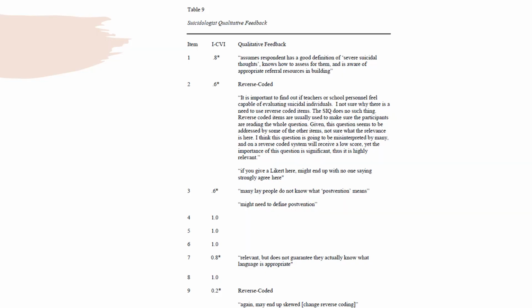So for example, if you look here, this is one of the tables from my dissertation. Item 1 had an ICVI of 0.8, and I don't remember exactly what the item included, but if you see here, it was probably about referring students with severe suicidal thoughts. With a 0.8, that meant one of my experts didn't think that it was great. They said that teachers may not know what a severe suicidal thought is, right? That doesn't have a great definition anyway.